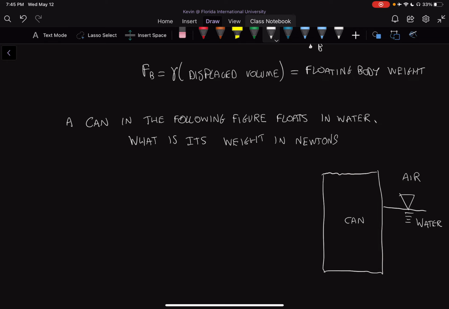And we're also told that the can, and this is actually a real can, so it's the real size of an actual Coke can. So the can is 9 centimeters wide, and we're also told that 3 centimeters of the can is above the surface, and 8 centimeters of the can is below the surface. How do we figure out what the weight of the can would be? So we can use our floating formula.